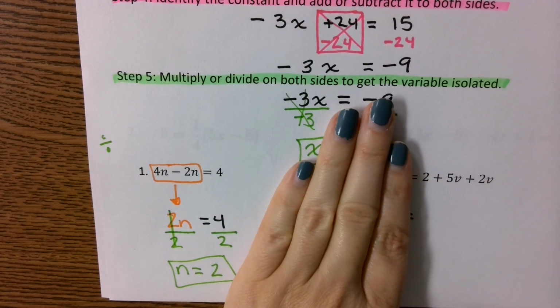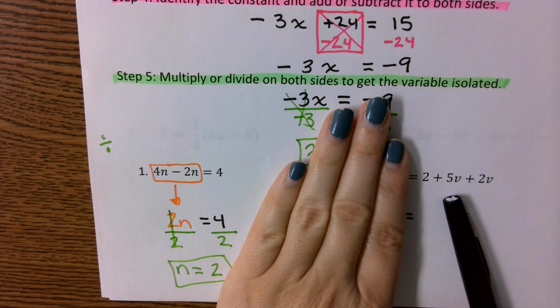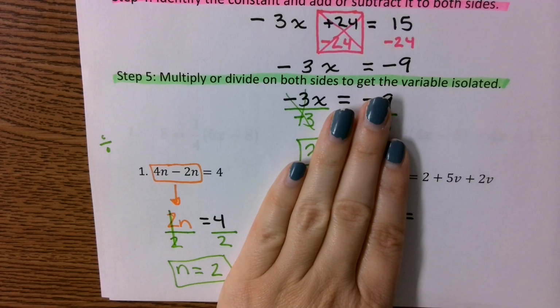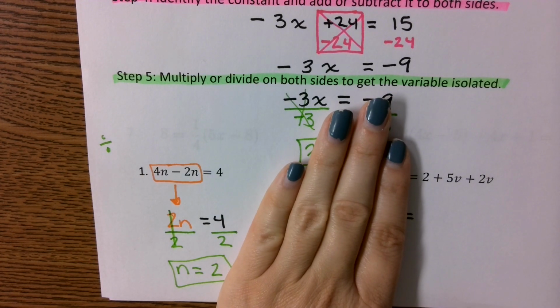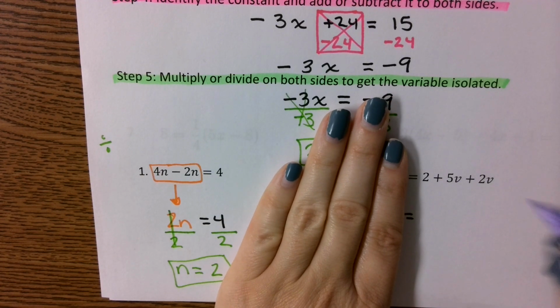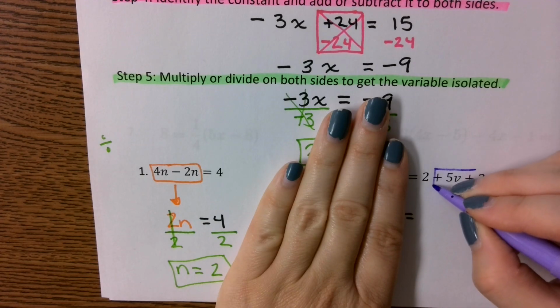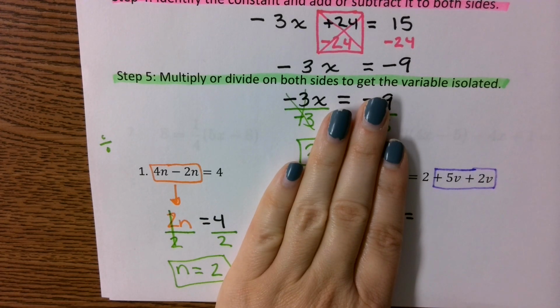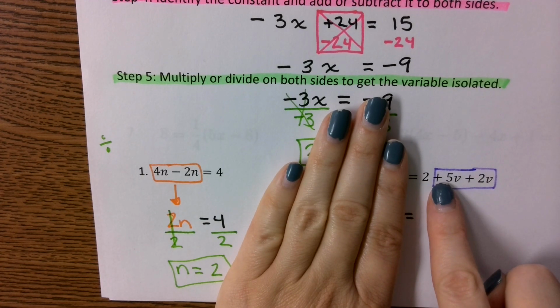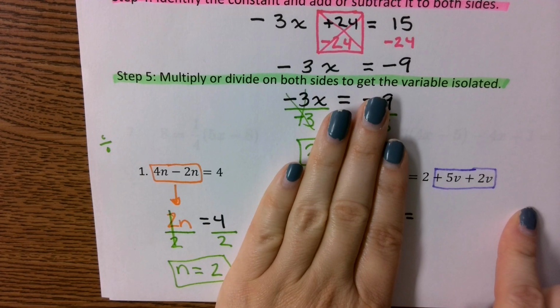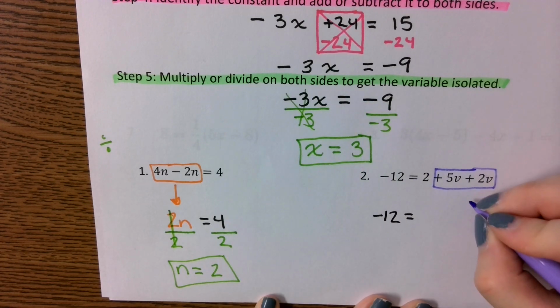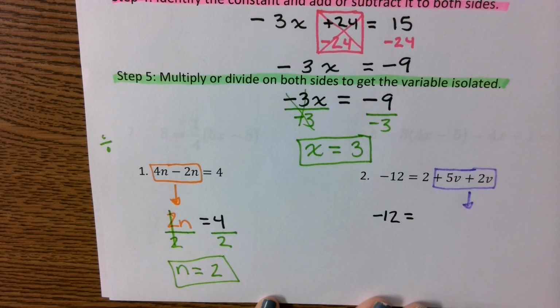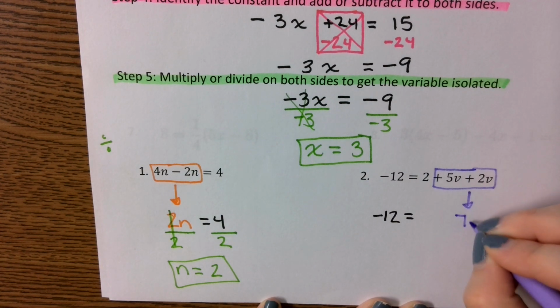Now I'm going to cover up the left side. I'm going to focus on this right side. Are there any like terms that I can combine here? Yeah. What can I combine? 5v and 2v. Good. And it's a positive 5v and a positive 2v. I know that they're both positive because of the plus sign that's in front of both of them. Okay? So I can combine the positive 5v and a positive 2v, and what am I going to get? 7v.